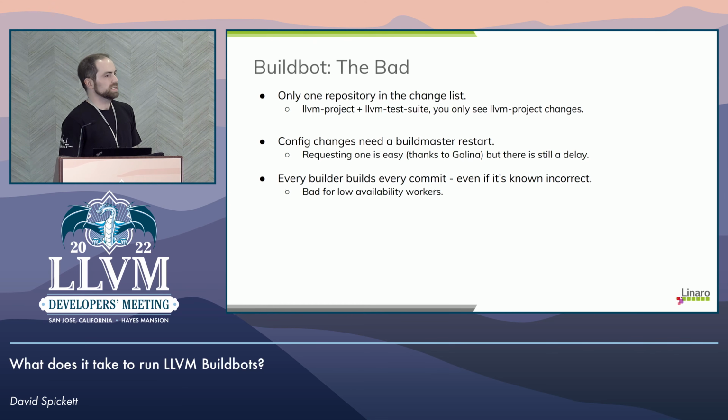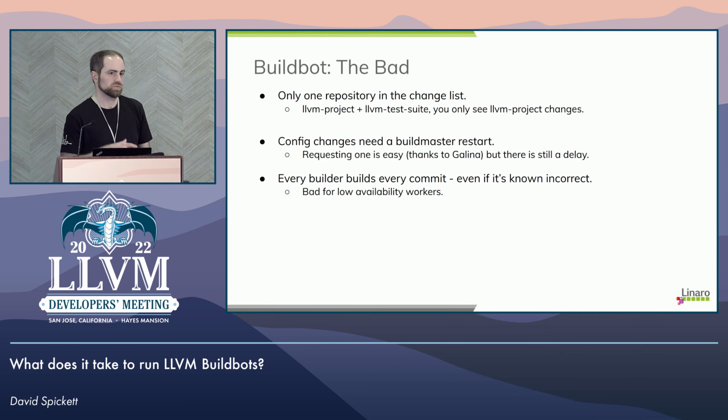But if you have a bot that's triggered on the LLVM project, but it runs the LLVM test suite, which is a separate repository, you'll only see the changes for the LLVM project. And there are situations when new tests are added, and you have to have an intuition of what that bot is doing to know what's gone wrong. It also means that it's not quite a simple bisect. Something like Jenkins gets this right. Buildbot has this limitation of being around one repository.